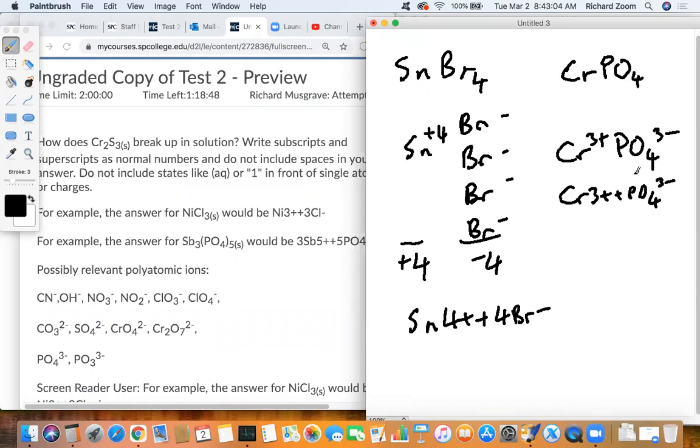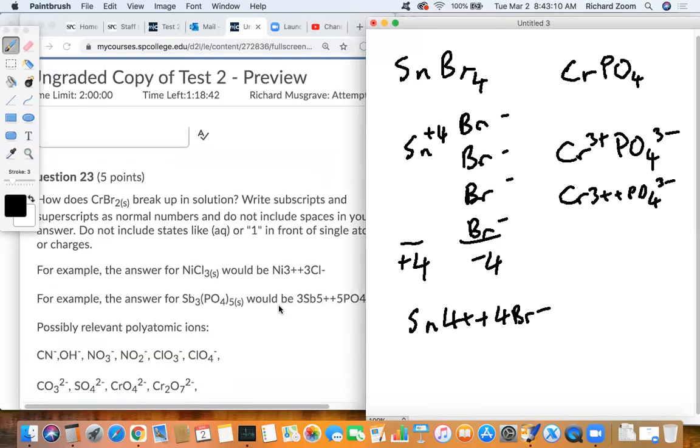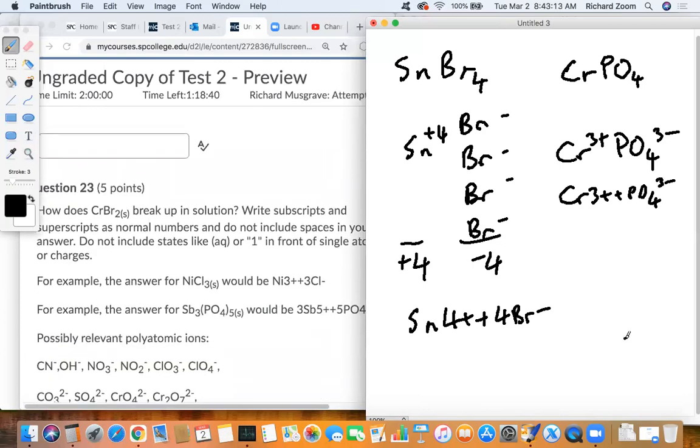These other ones are just done pretty much the same way as what I've just done there. But I'll go through it anyway. CrBr2.